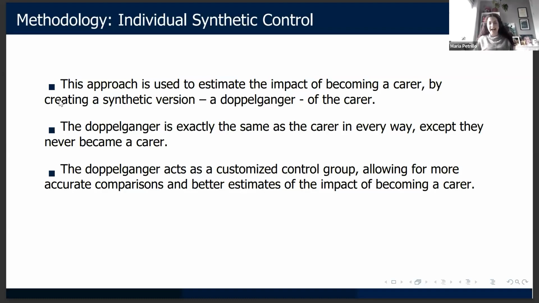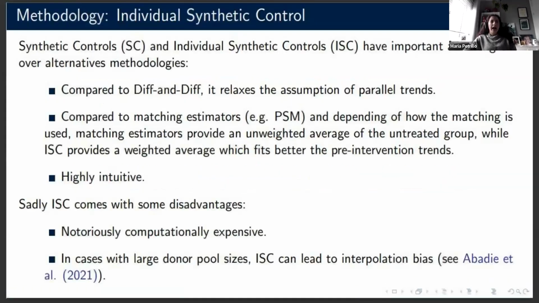We call this synthetic control the doppelganger. This doppelganger serves as a customized control group, enabling more precise comparison and better estimates of the true impact of caregiving. Now, our empirical strategy to estimate the caregiving income penalty builds on established techniques that have been used in the literature to estimate the average treatment effect on the treated, especially in the case of disaggregated data.